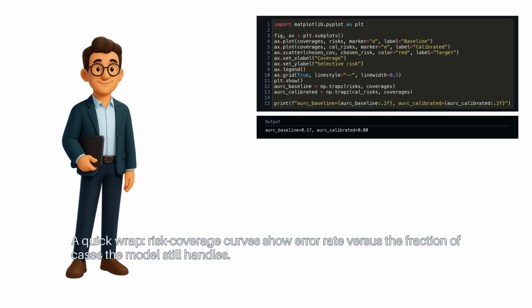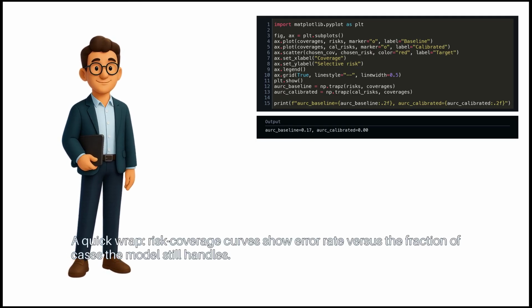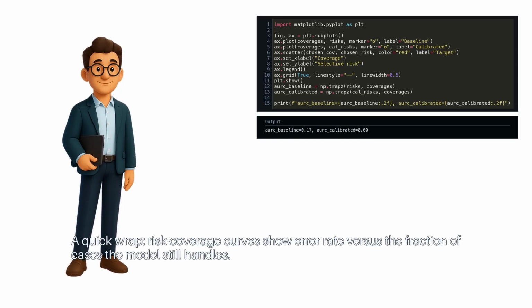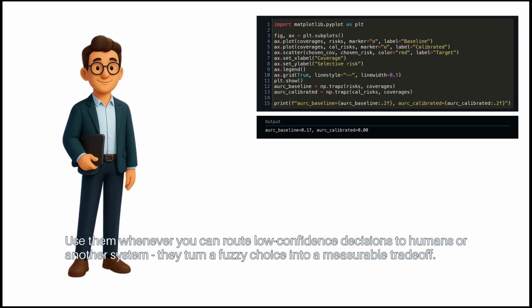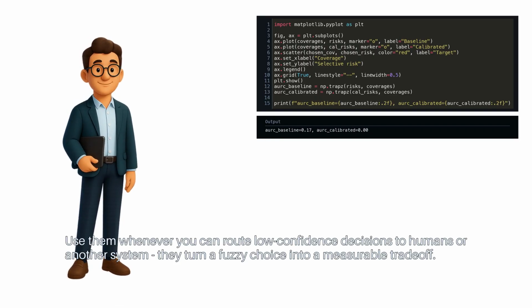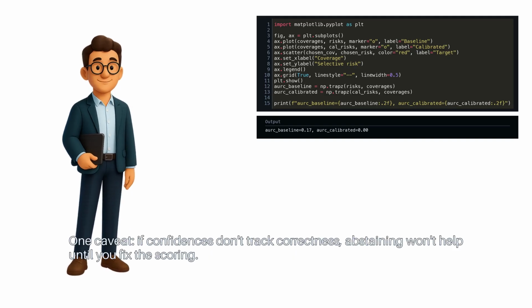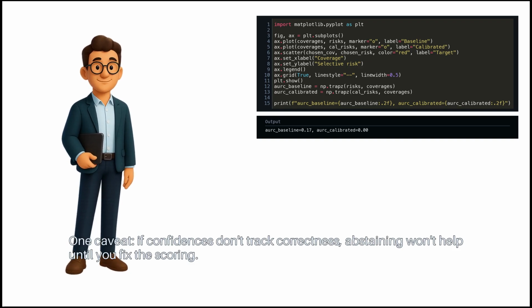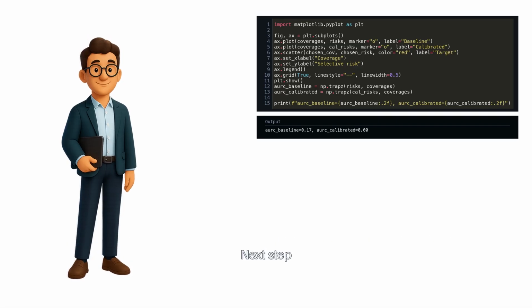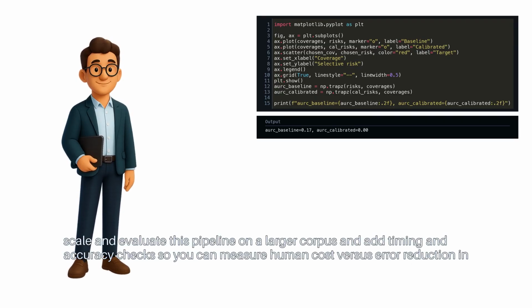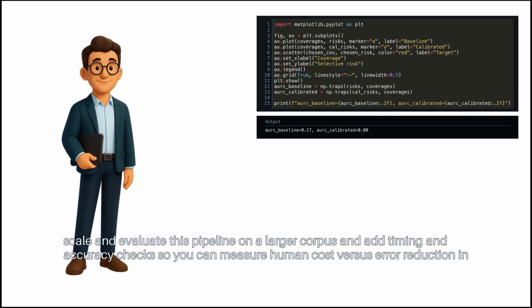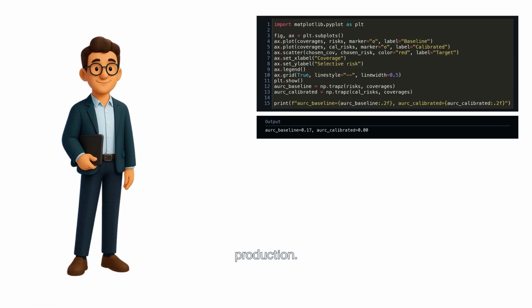A quick wrap. Risk coverage curves show error rate versus the fraction of cases the model still handles. Use them whenever you can route low-confidence decisions to humans or another system. They turn a fuzzy choice into a measurable trade-off. One caveat: if confidences don't track correctness, abstaining won't help until you fix the scoring. Next step: scale and evaluate this pipeline on a larger corpus, and add timing and accuracy checks so you can measure human cost versus error reduction in production.